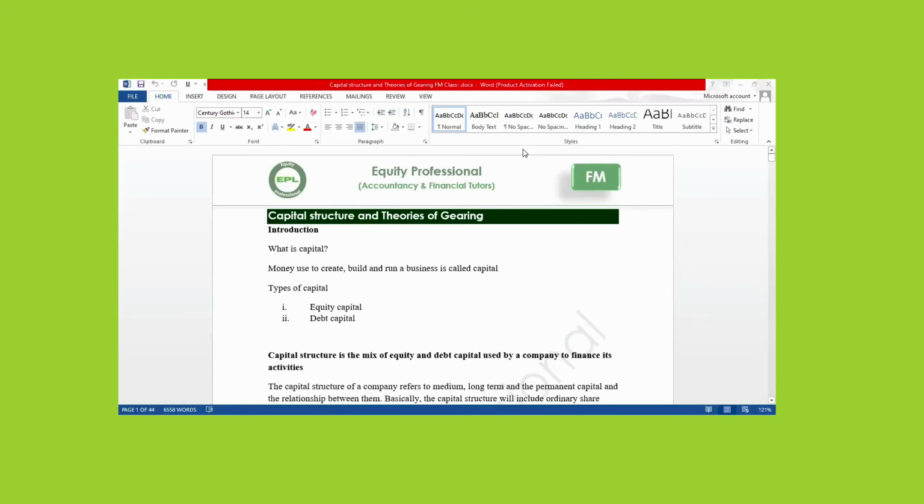Equity capital is the capital contributed to the business by the owners of the business. The owners of the business are the shareholders. Therefore, equity capital represents money contributed to the business by the shareholders.